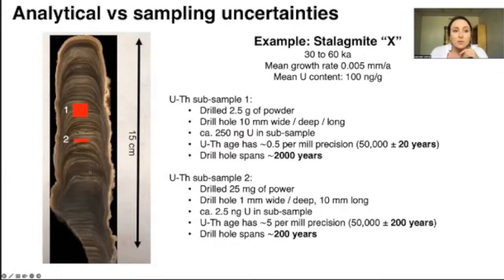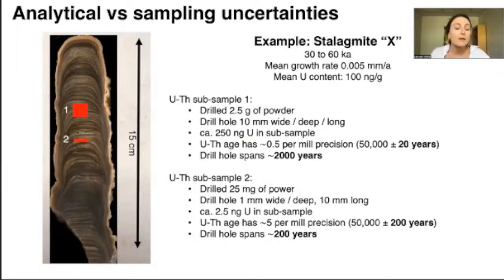Example number 2, you drill a little less powder, about 25 milligrams. You get larger analytical uncertainties, sure, but they are equal to your sampling uncertainties, right? So you want to be careful about this, because even if you've got these really excellent ages with very high precision, you're going to need to go back and increase the total uncertainty of your ages if your sampling uncertainty ends up being larger than your analytical uncertainty.